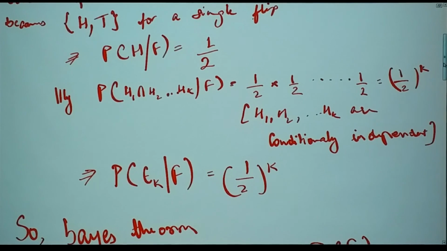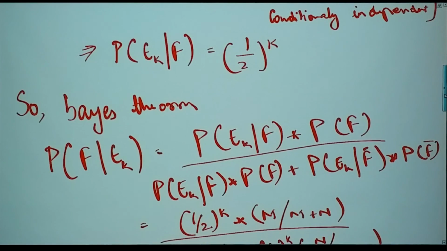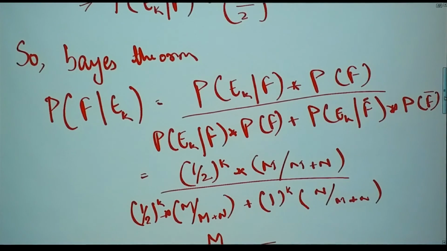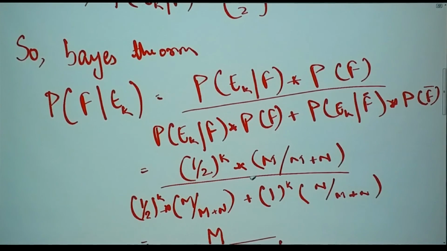So we had talked earlier about Bayes' theorem, which gives us this equation: the probability of picking a fair coin given we got k consecutive heads, or the event Ek has occurred, is equal to the probability of Ek occurring given that a fair coin was picked, multiplied by the probability of picking a fair coin, divided by the probability of Ek occurring, which is given by the law of total probability and written over here.